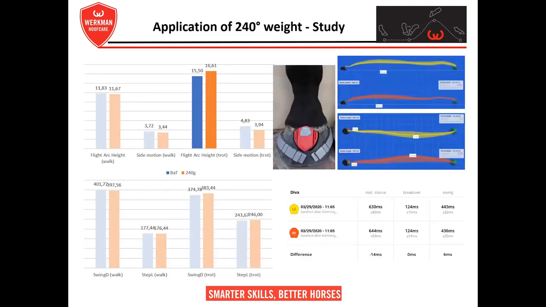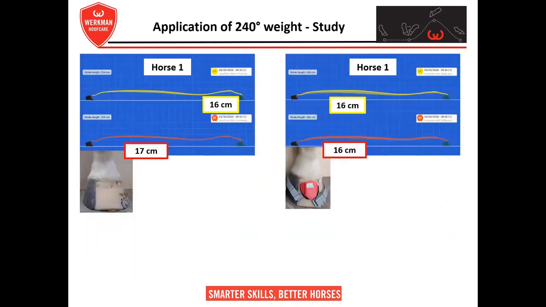In our study, we just added 240 gram, and we just saw an increase of the flight arc. So this is not really something new. This is actually something we expected. But I would like to show you two examples. We have one horse, you see on the left the situation barefoot, and on the right the same horse with the 240 gram weights. And you see nothing changes actually. So the horse compensates the effect of the weight completely.